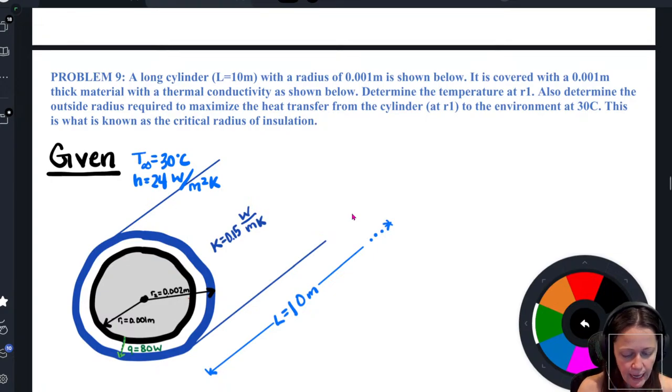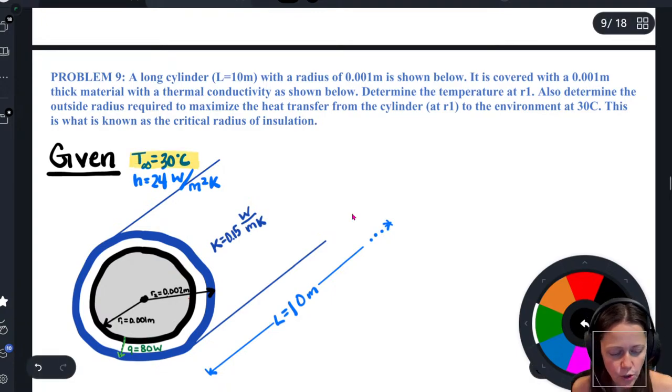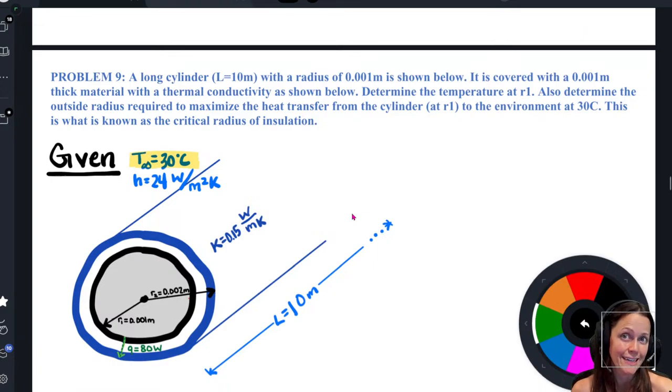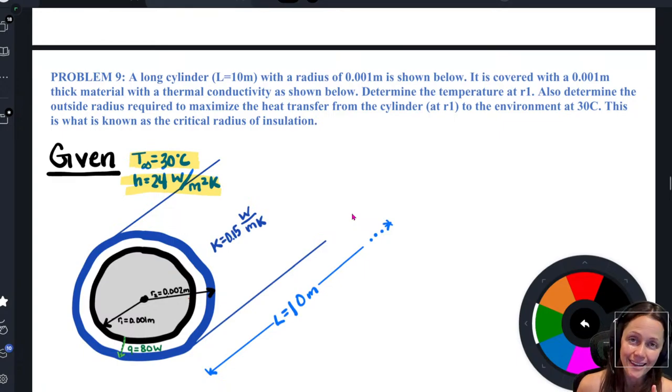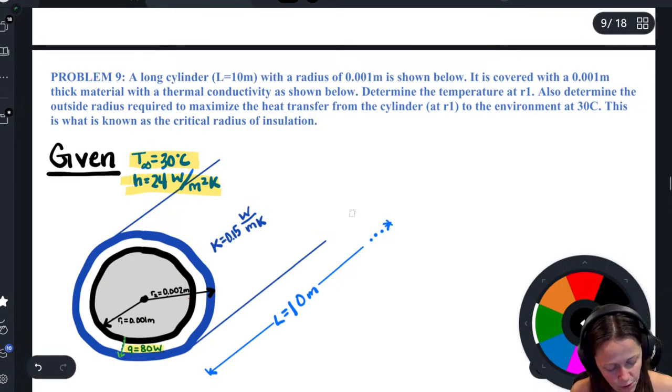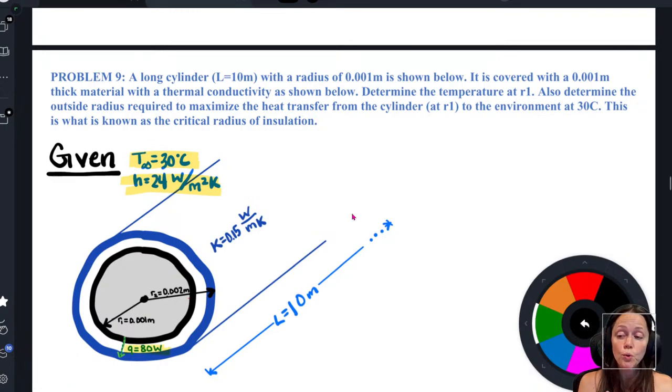Great, easy enough. And then another piece of information. They tell us that we also determine the outside radius required to maximize that heat transfer from the cylinder to an environment that is at 30 degrees Celsius. And another piece of information that is not in that problem statement is the convective heat transfer coefficient H. So I've given that to you. The other piece of information that is just not on there is that you do have a known Q, the heat loss.